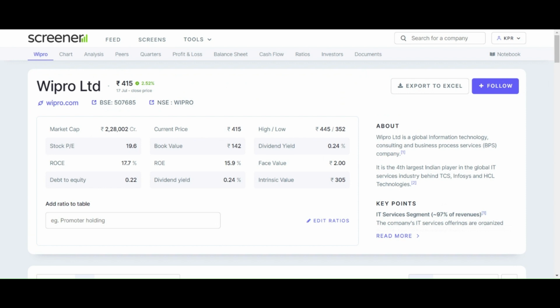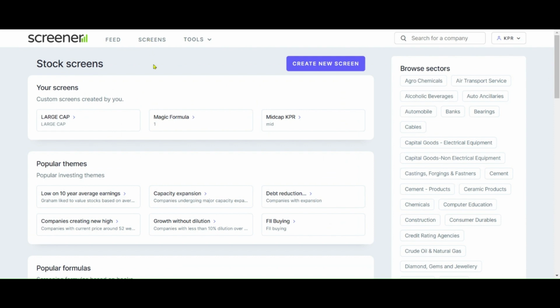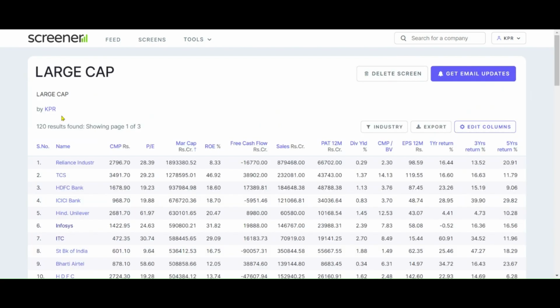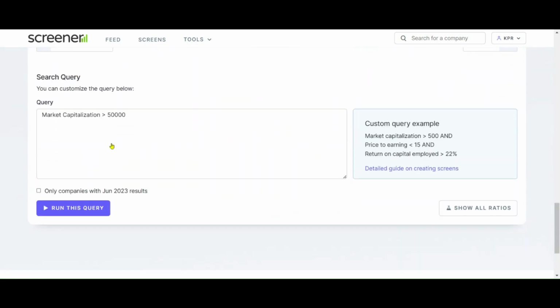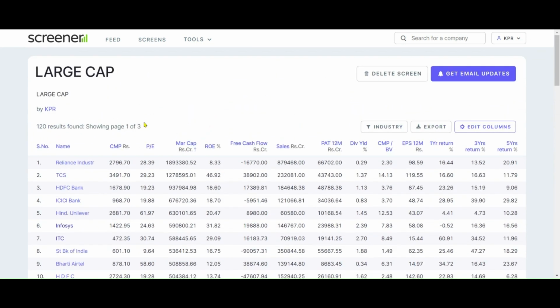Another key thing with respect to this particular website, Screener, is that you have this concept called screens. There you can give some formulas and create screens that filter out a list of stocks according to the formula or criteria you have given. For instance, I have created this screen called large cap. I created it by giving the query that the market cap should be greater than 50,000. So it's going to filter out and display only the stocks whose market cap is above 50,000 crores.